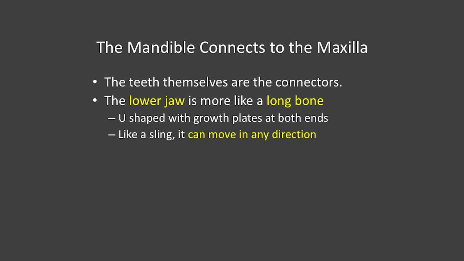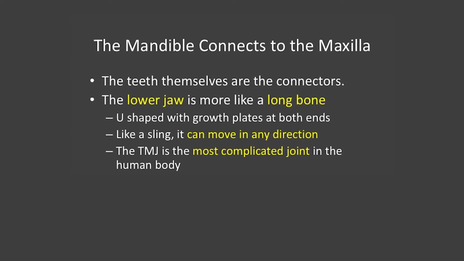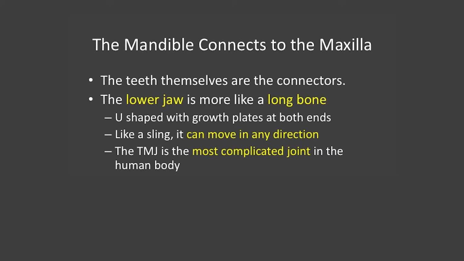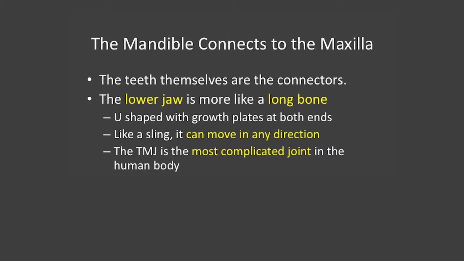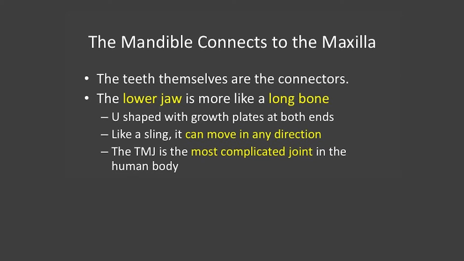And like a sling, the lower jaw can move in any direction. Our TMJ, the joint that keeps those things together, is the most complicated joint in the body because of all the different directions that it can move. And there's one on each side, so they have to work in concert with each other. And the teeth, unfortunately, are the weak link in all of this, and they're the most affected by problems with all these things. So the teeth are going to move, and they're going to become dysmorphic based on what's happening.